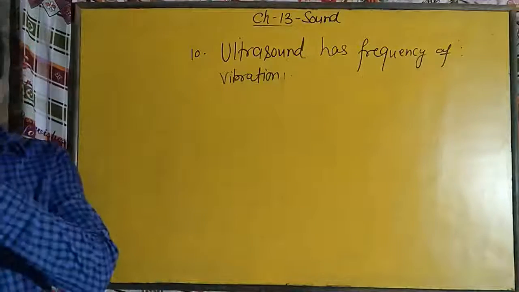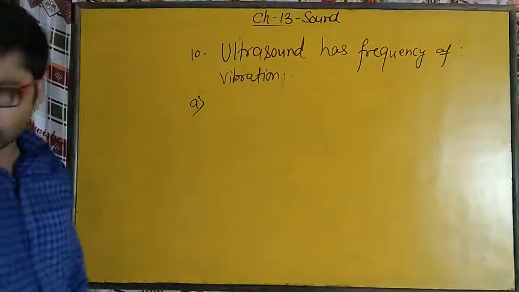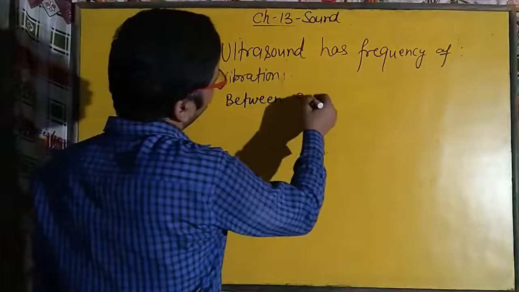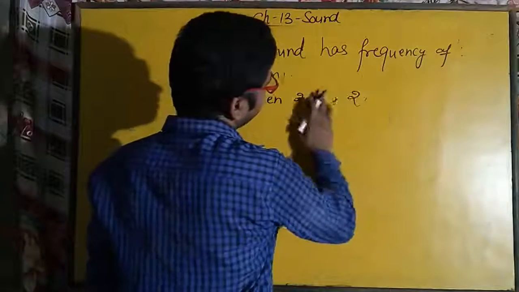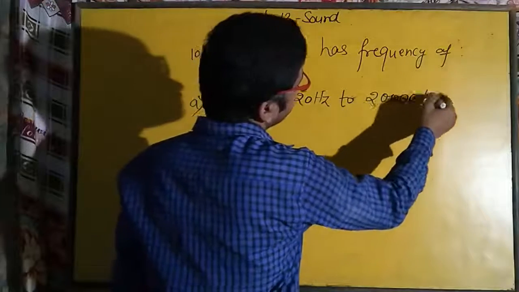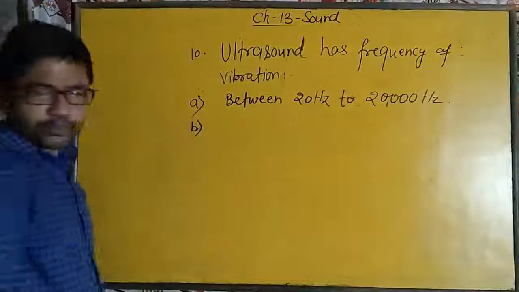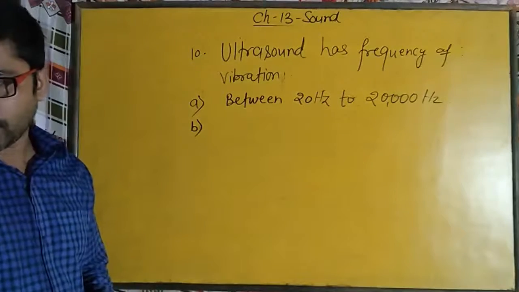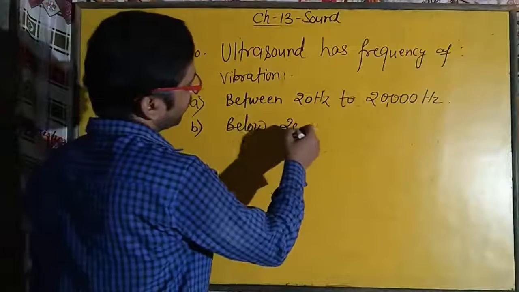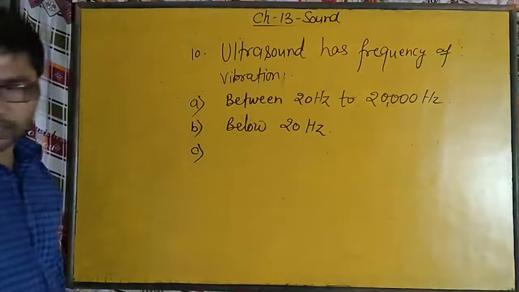So option number A is between 20 to 20,000 hertz. Then option B is below 20 hertz. Option C, above 20,000 hertz.